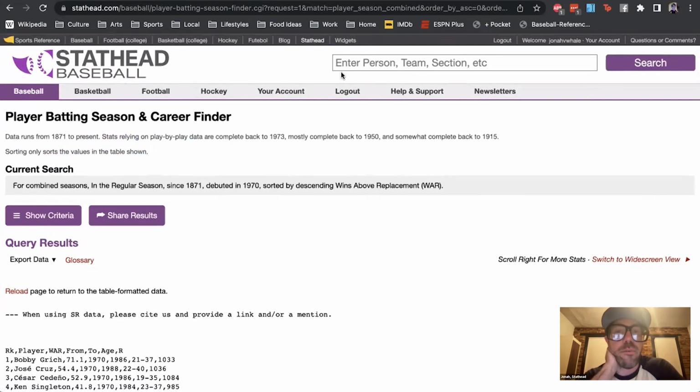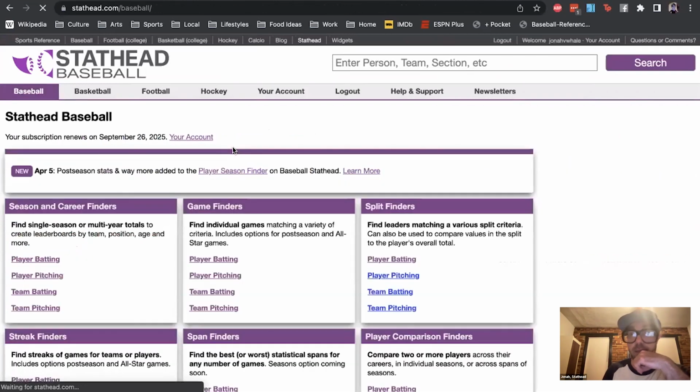Any way to find out what hitters have the most games this season with at least one hit? Yes, there is. So Wando asked, is there any way to find out what hitters have the most games this season with at least one hit? So we're going to do that in the game finder.